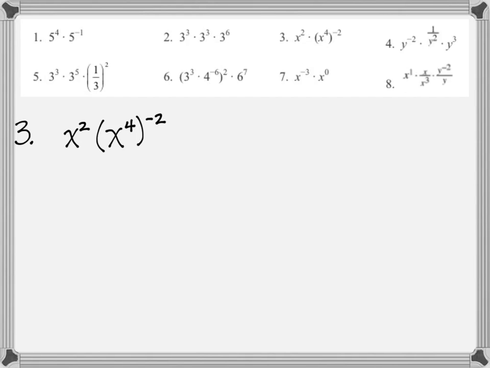So in problem number 3, you'll see that we have base x. We have an exponent here of squared. This one has an exponent of 4, but the exponent of 4 is being raised to another exponent, so we have power to a power. The rule was that you are going to multiply those out, so we end up with x squared times x to the negative 8. Since now we are multiplying like bases, they both have base x, we add the exponents, and we have x to the negative 6.